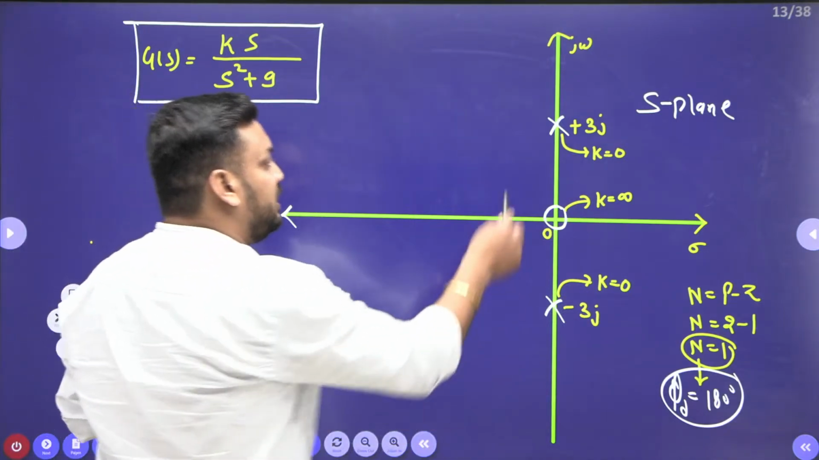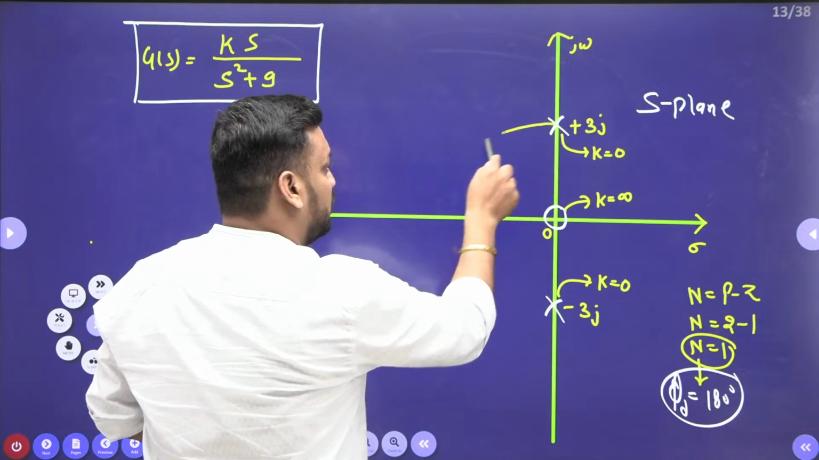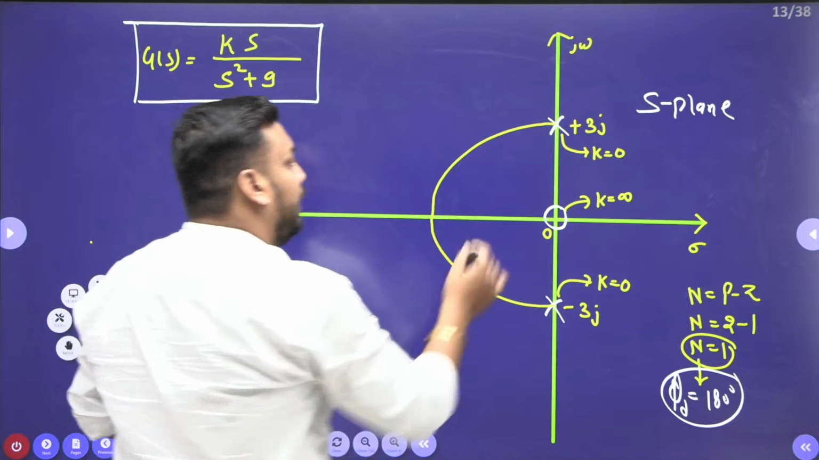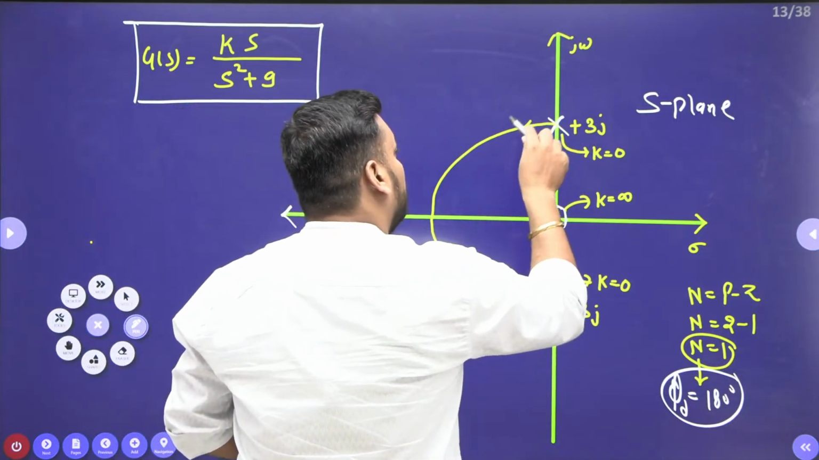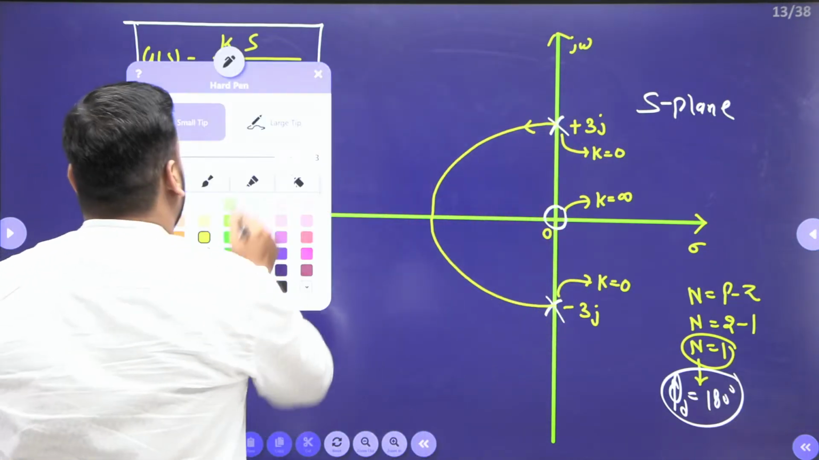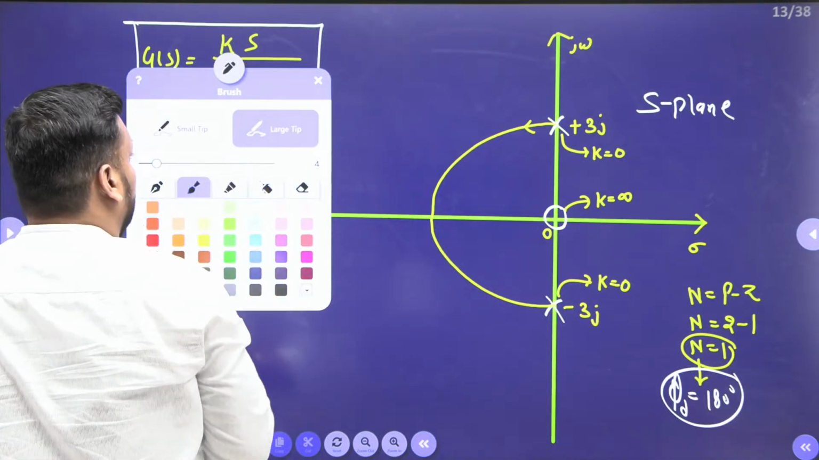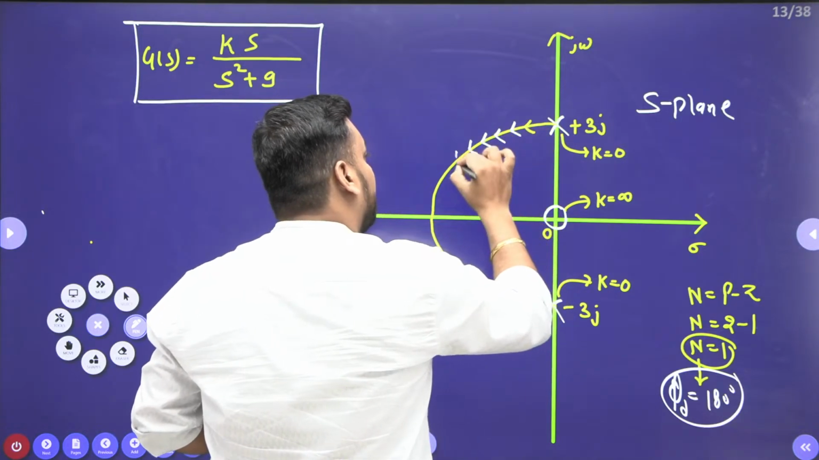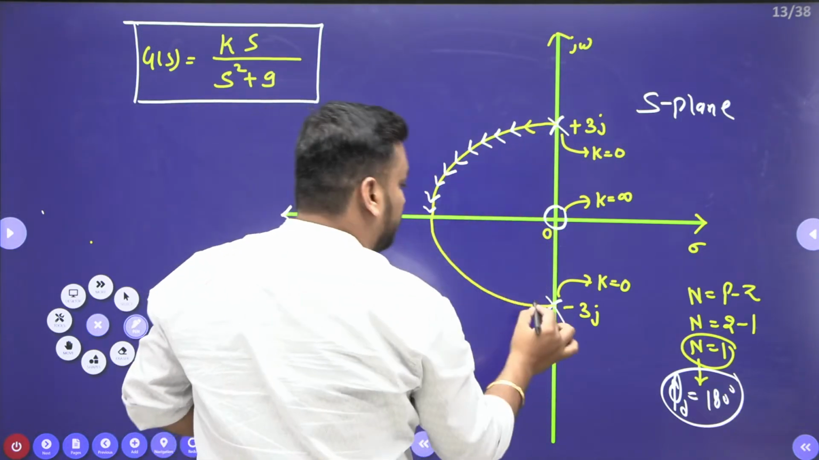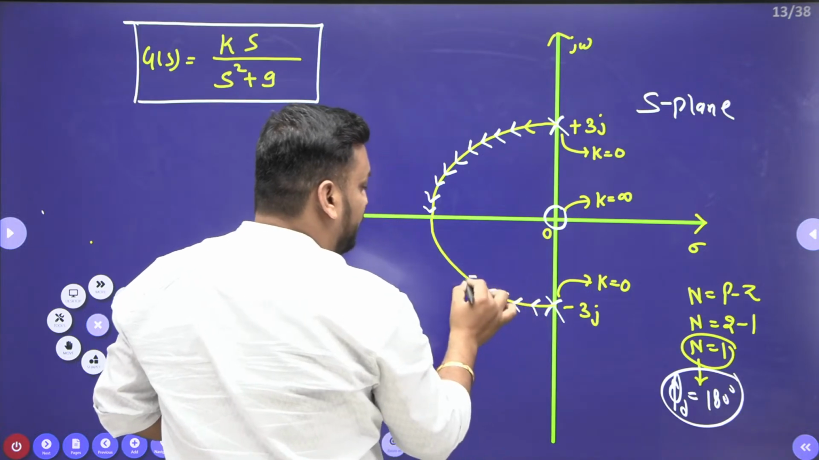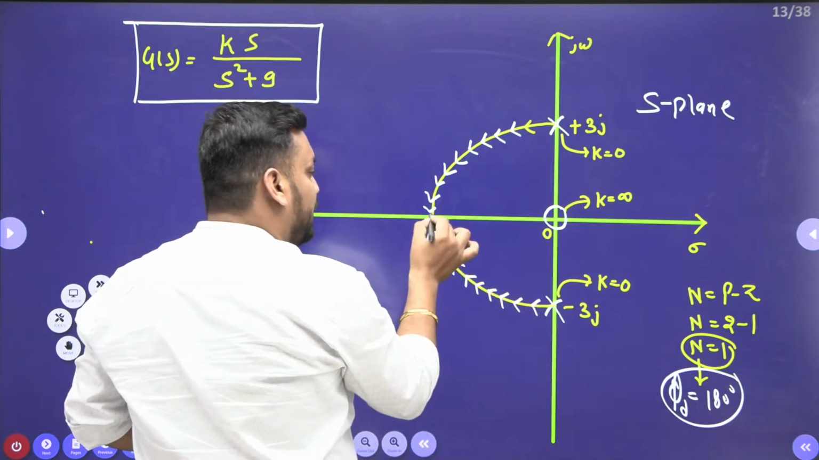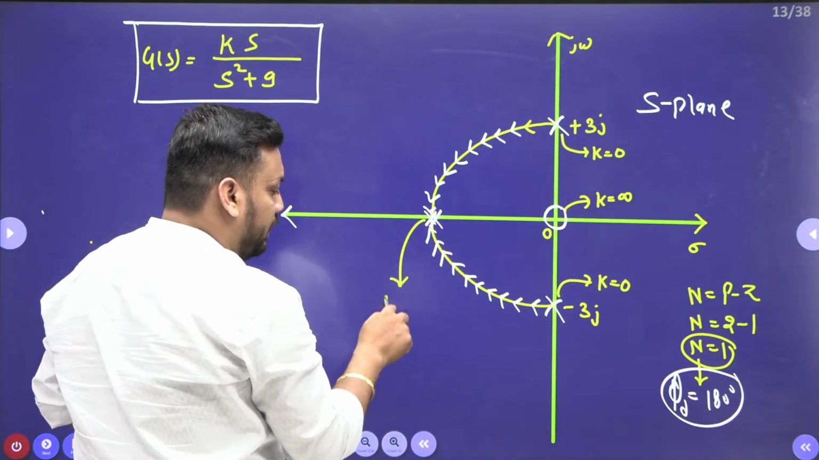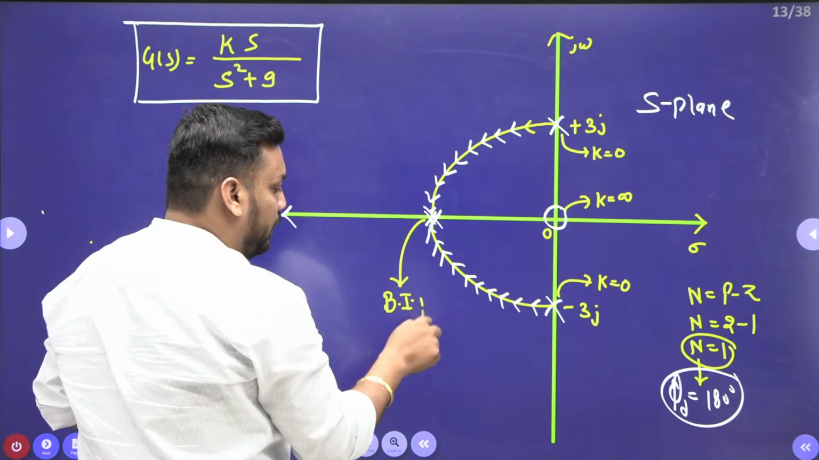So the root locus plot will look like this, from here to here, and both the poles will travel toward each other just like this. One pole travels like this, the other also travels like this, and both enter the real axis and meet at the same position here. This point works as a break-in point.